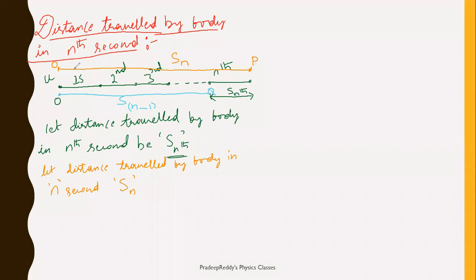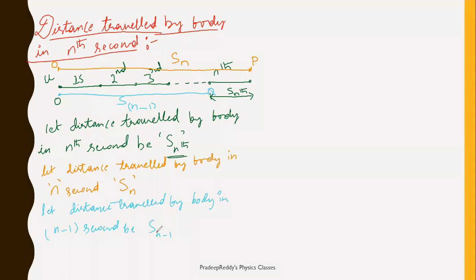Say, for example, the total journey is 10 seconds. From here to here, it will be only 9 seconds. This is the last, 10th second. So yes, n minus 1 means 10 minus 1, that will be 9. So let the distance traveled by the body in n minus 1 second be S n minus 1, right?